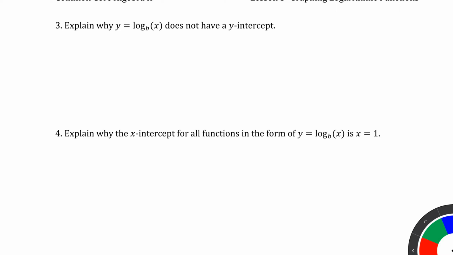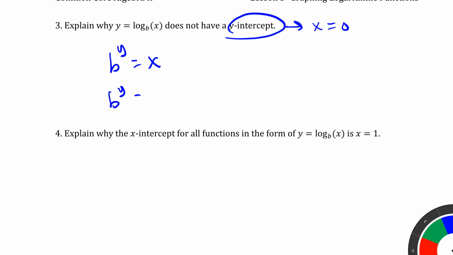Number 3 says, explain why y equals log base b of x does not have a y-intercept. The reason why this does not have a y-intercept is because b to the y equals x. A y-intercept is going to have an x value of 0. So b to the y equals 0. There is no value for y that makes this true.